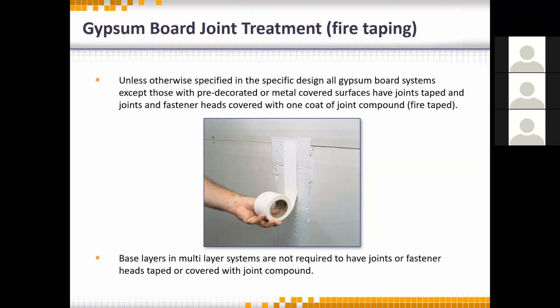What fire taping does is add the step of making sure that there are no exposed fastener heads in the field of the board. So they'll just put a little dab of joint compound on each fastener head, and that meets the requirements for it. It doesn't have to be pretty. This is not going to be somewhere that people are going to see when the building's occupied.